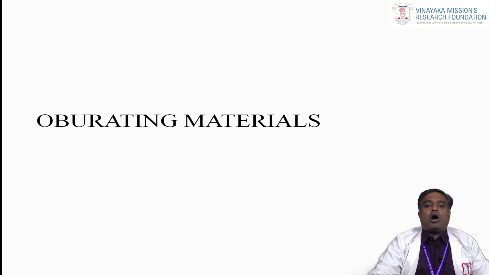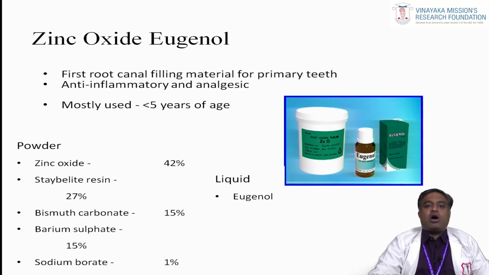Next, coming to the obturating materials. We'll see the obturating materials one by one. First is zinc oxide eugenol, the first root canal filling material for the primary tooth, which has anti-inflammatory or analgesic properties. Mostly used in children more than 5 years of age.